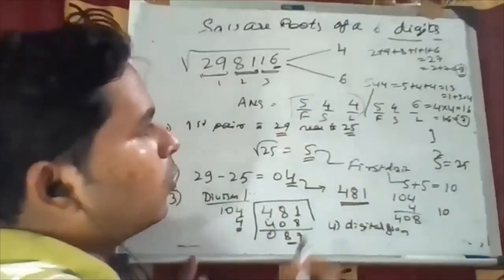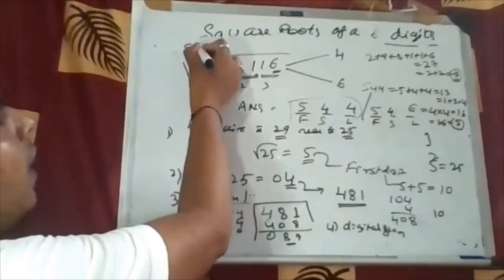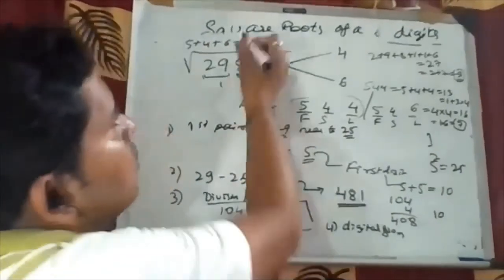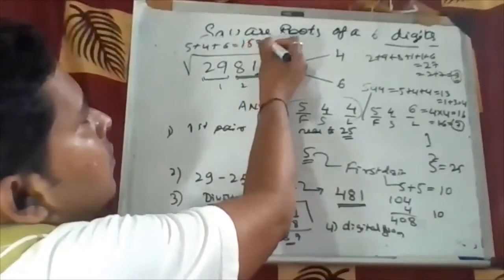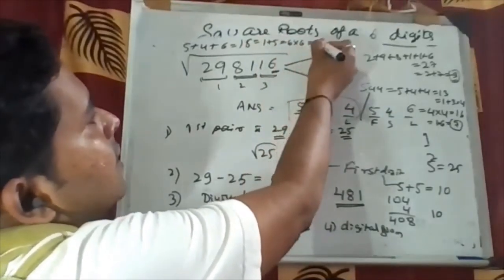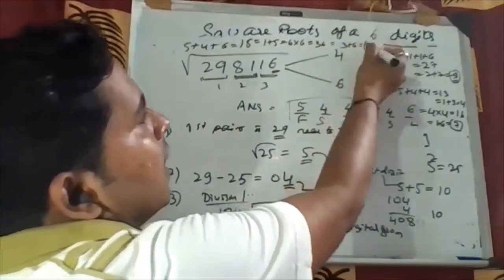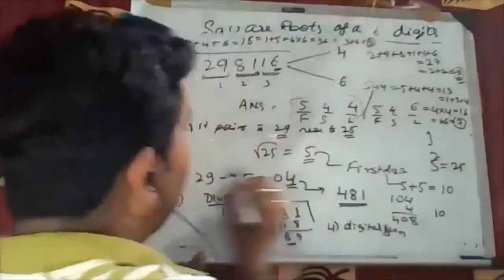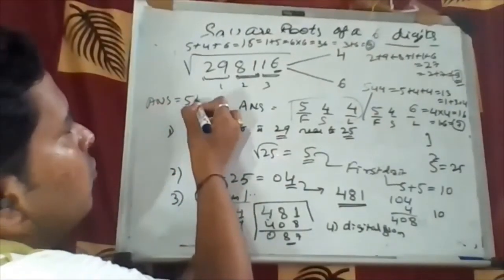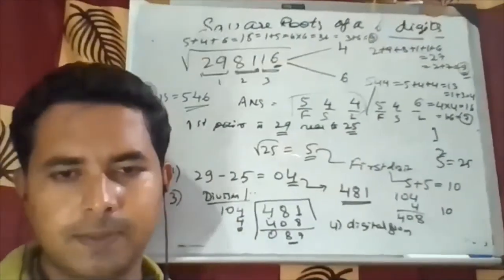Okay, then what do you have to do? Take 546. So I'll add 546: 5 plus 4 is 9, 9 plus 6 is 15. So 15 can be done as 1 plus 5, that is 6. So 6 into 6 is 36, and 36 is 3 plus 6 is 9. So this 9 is the same as this 9. So my answer is 546.